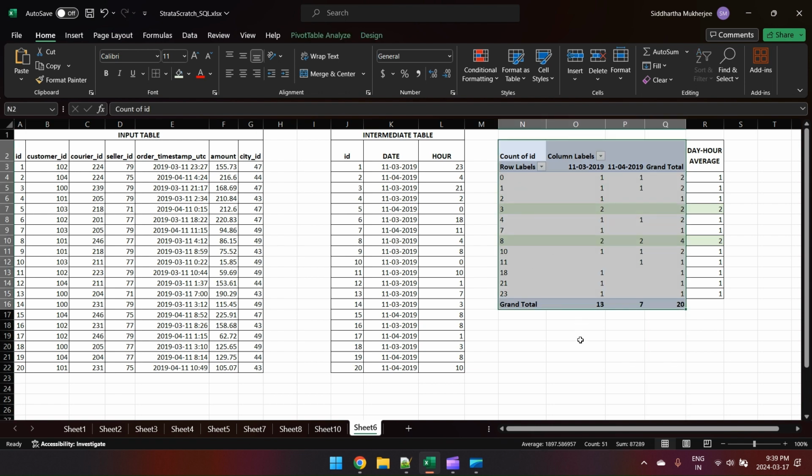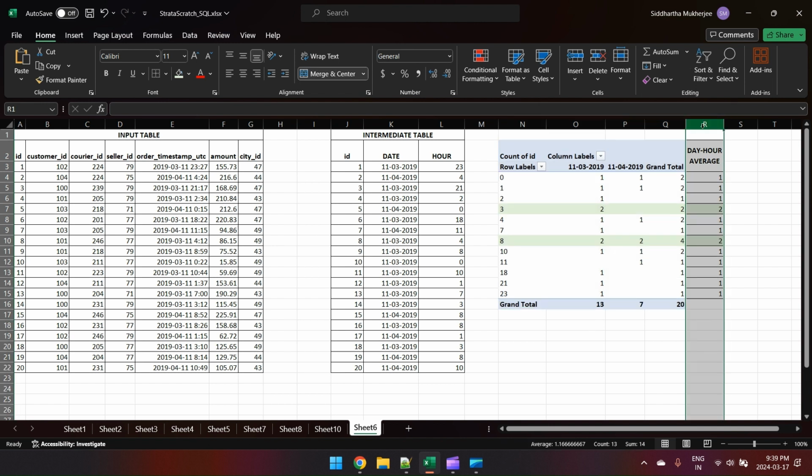So this is the table which almost solves the problem for us. All we have to do is generate the average hourly volume in terms of counts of sales. So how do we arrive at this number?